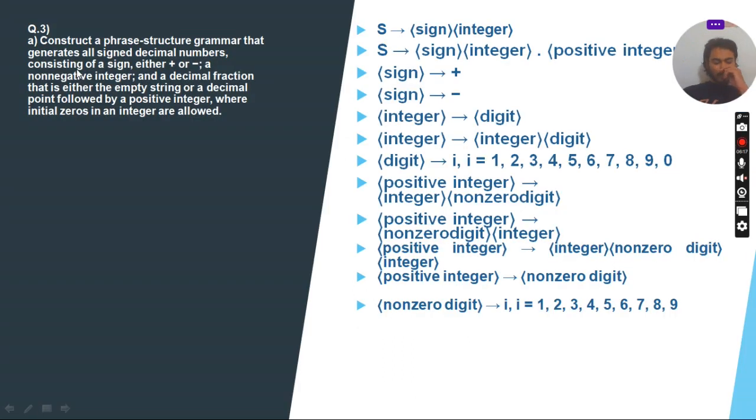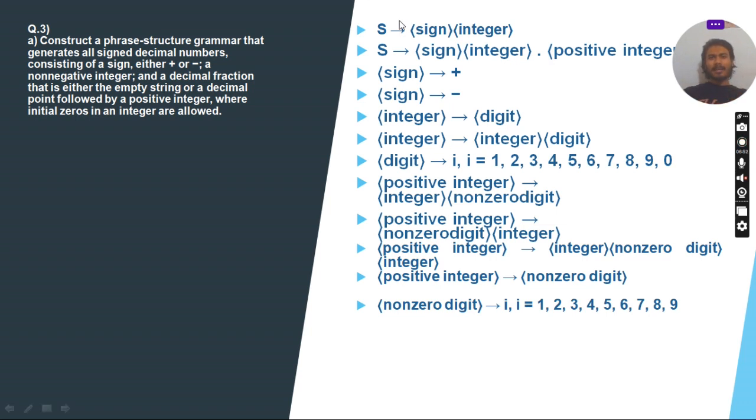And let's jump back to the third question, which is: construct a phrase structure grammar that generates all signed decimal numbers consisting of a sign, either plus or minus, that is positive or negative, a non-negative integer, and a decimal fraction that is either the empty string or a decimal point followed by a positive integer, where initial zeros in an integer are allowed. So what we are going to do is to categorize things, meaning what does it consist of and what we have been given.